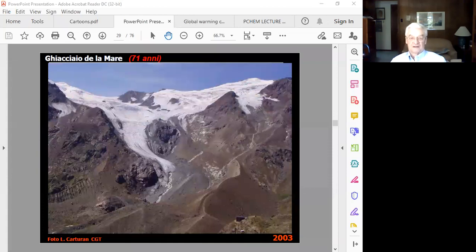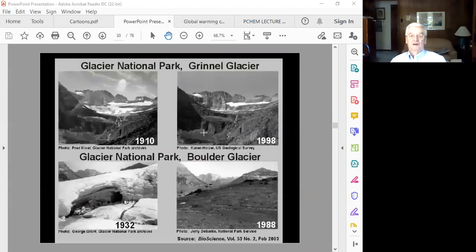And again, that's probably what was around in 2008. Here are more pictures. Here is Glacier National Park in 1910, and looking at what's called the Grinnell Glacier in 1998. I was there probably in about 2009, and you almost wind up wondering, why is it called Glacier National Park? There's not very much there. You can see here from 1932 to 1988, pretty much all the glaciers are gone.